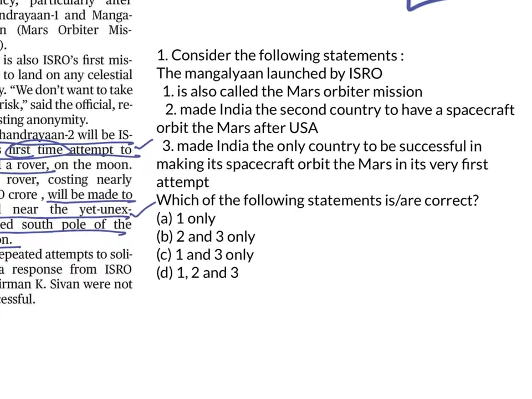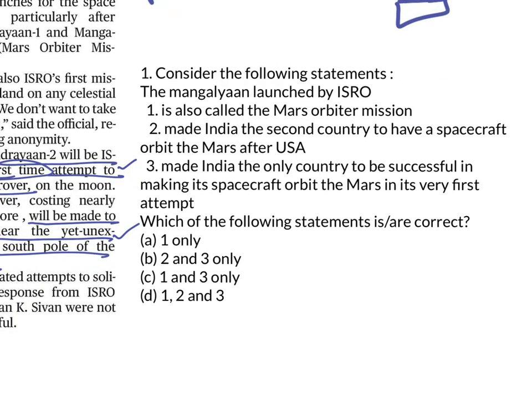Let us see this question. This was asked in 2016 prelims about Mangalyaan. Like we are sending Chandrayaan-2 to the moon, Mangalyaan went to Mars. So this is a 2016 prelims question. They have asked: it is also called the Mars Orbital Mission.